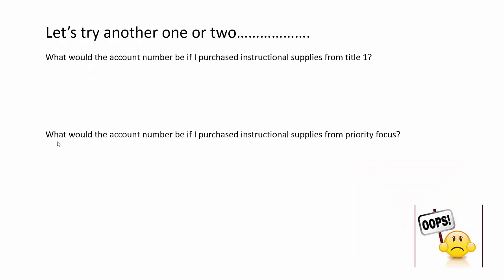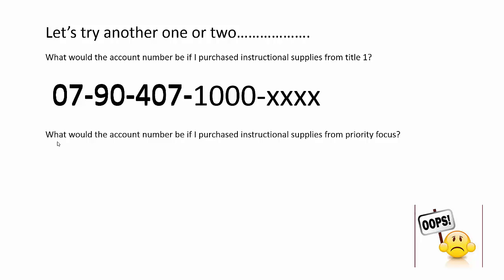Let's try another one or two. What account number would you use? Again, we're at building 407. If I wanted to purchase supplies from Title I. I indicated earlier that Title I is included in the federal funds, fund 07. Again, we use 90 for our responsibility, 407 for our location. Instructional supplies, as I indicated earlier, instruction is 1,000. The GPP, we leave blank at this moment. And supplies, as we know, is 56100.